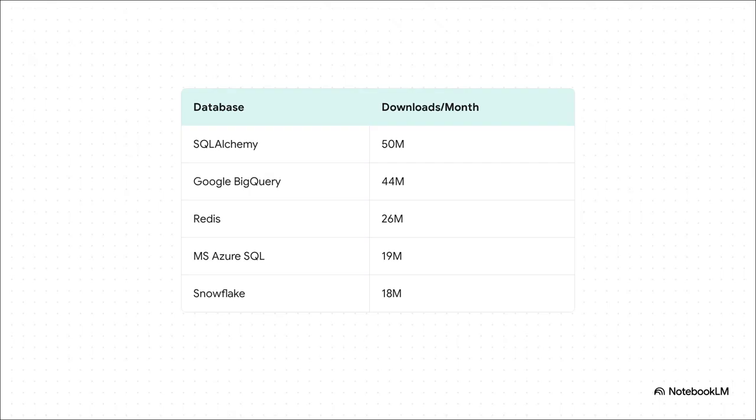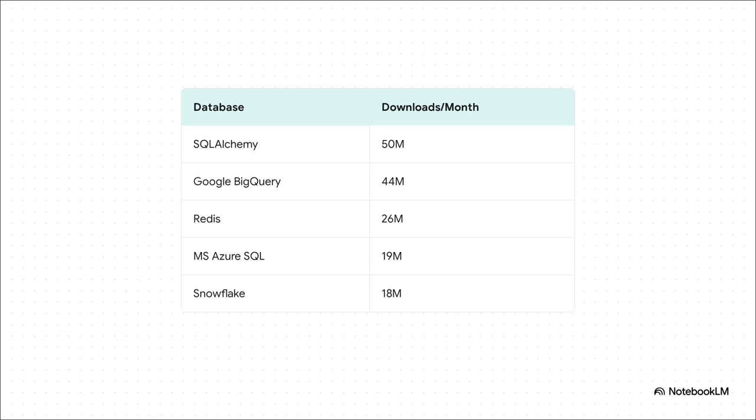And the reason Dash is so versatile is because Python itself is a beast. I mean, just look at these numbers. These are the monthly downloads for Python database libraries. SQL, which connects to things like Postgres and MySQL, 50 million a month.